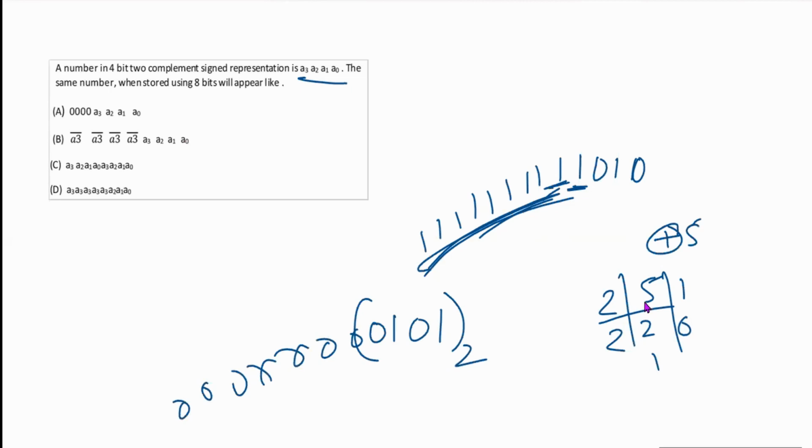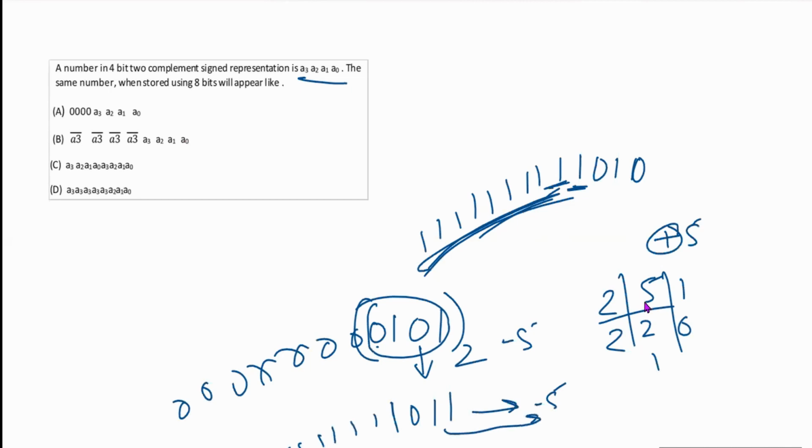Okay, and if you want the representation of minus 5, suppose you consider this number only, then the 2's complement of this number is 1011. This is the representation for minus 5, and if you represent 11111011, that is also minus 5. So if A3, A2, A1, A0 is my number in 4-bit, and I want to represent it in 8-bit, I need to extend this A3 for 4 more bits, and this will be my answer.